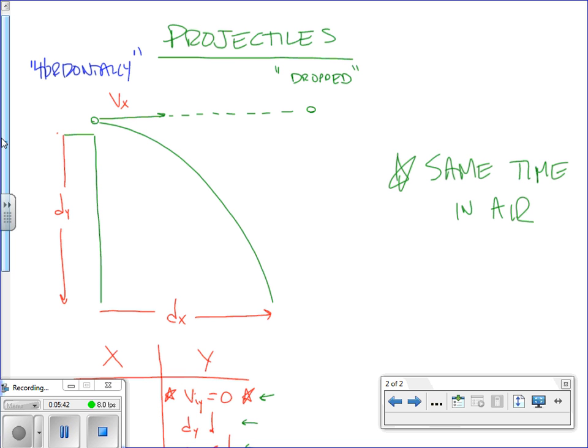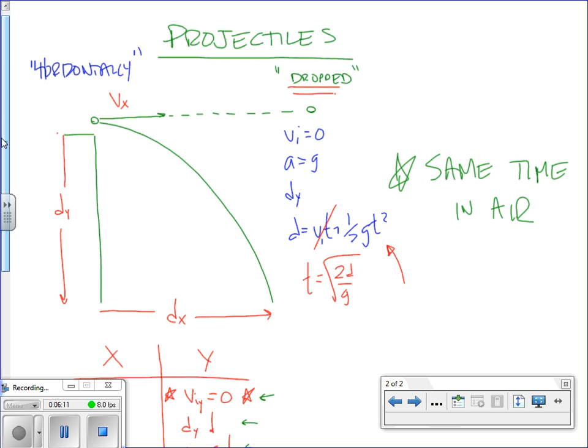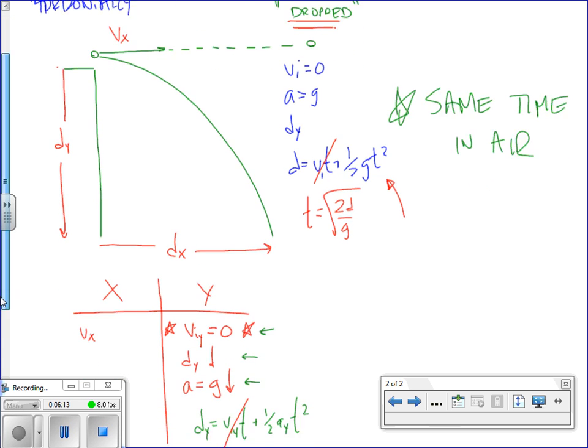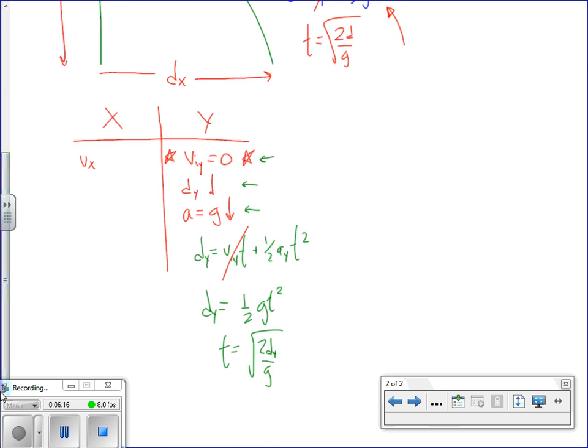All right, and we would do the same exact thing for this one. Dropped for us means, well, vi is 0, right? And, well, a is g. And it has the same dy. So we'd say d is vit plus 1/2 gt squared. And vi is 0. And the same t, right? T is the square root of 2d over g. Notice I'm not using x's and y's here because the dropped one only goes in one direction. It goes straight down. The one that's thrown horizontally goes in two directions, but the vertical direction is the same exact thing. All this stuff is the same exact as that stuff.